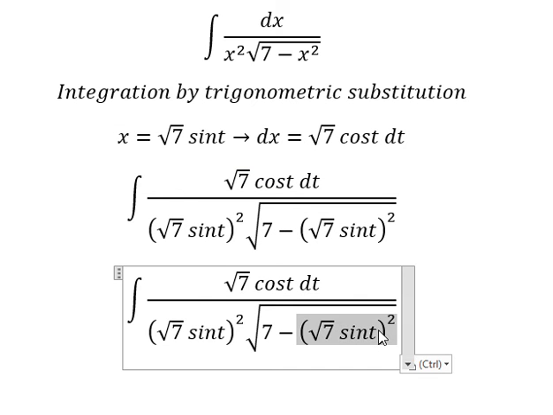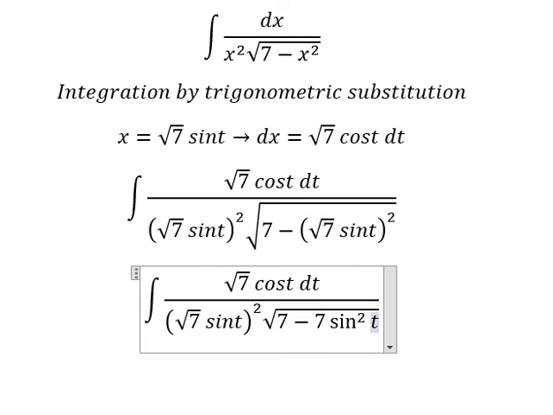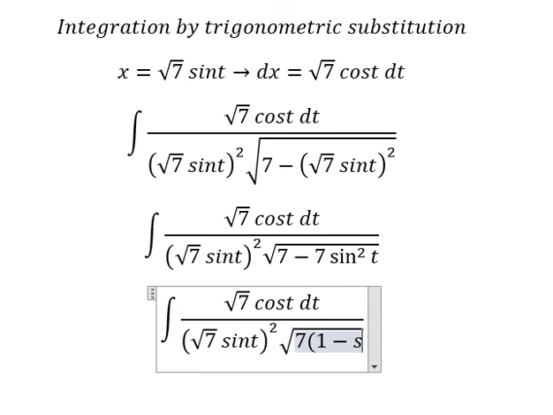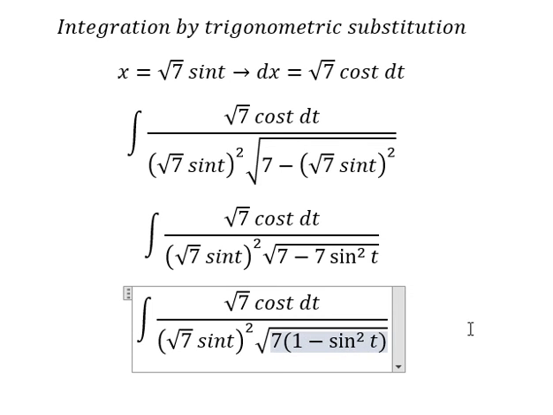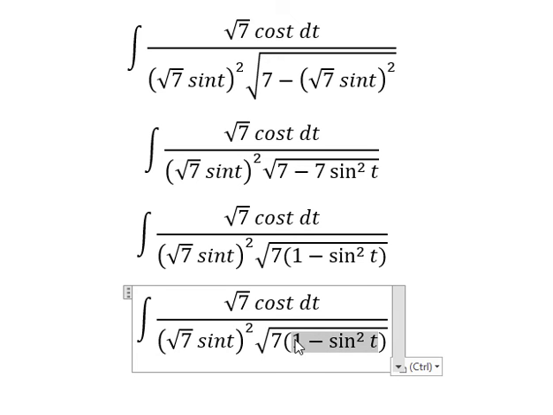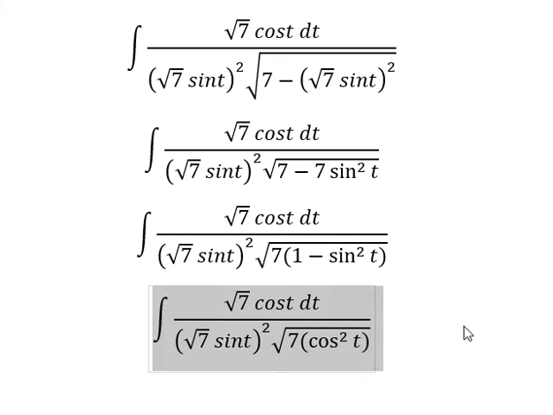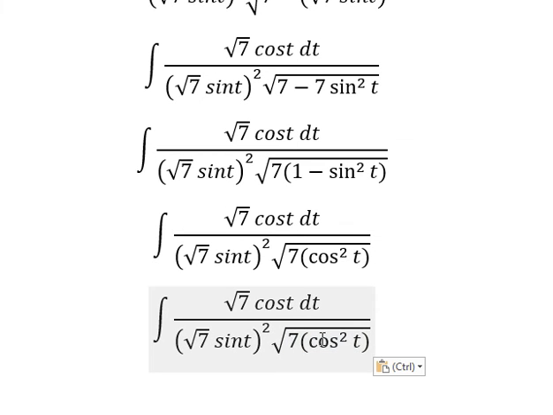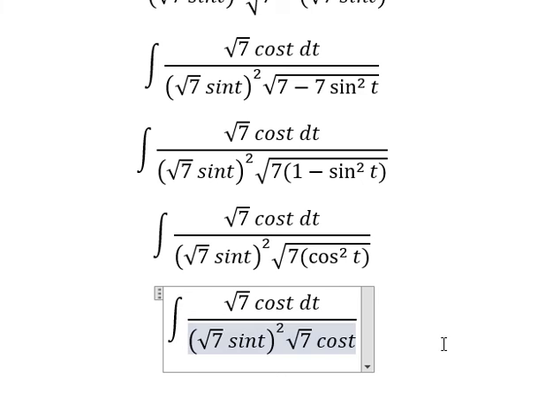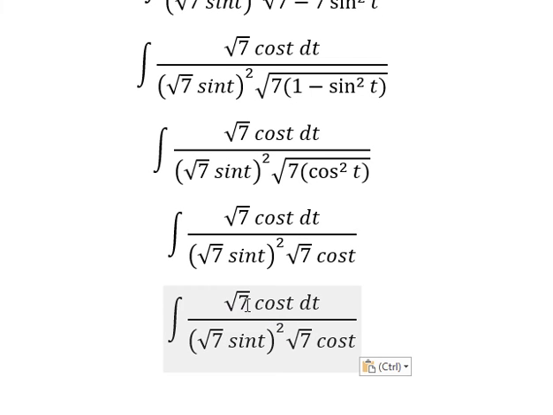So this one, you get 7 sine squared t. Number 7, we can do factorization: 1 minus sine squared t, we change to cosine squared t. The square root of 7 cosine squared t, you get cosine t. Now we need to simplify this one by this one.